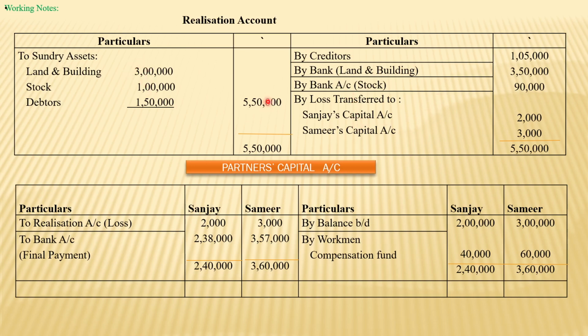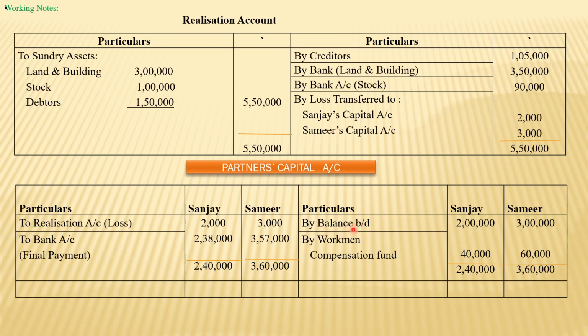Now we can compare: the debit side is heavier than the credit side by 5,000. That 5,000 is a loss, and that loss is transferred to both the partners, Sanjay and Samir, in their profit sharing ratio of 2:3. So therefore, loss on realization is transferred to both the partners' capital accounts.